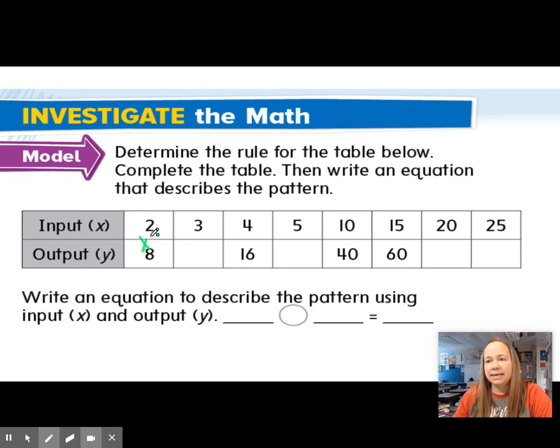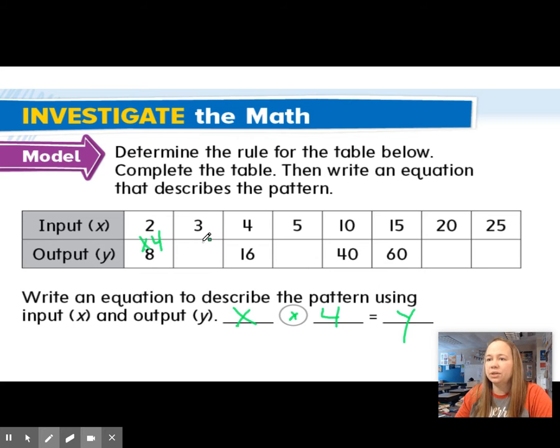times 4. Now, it is a good rule of thumb to check at least 2, if not 3, to make sure that that is actually the rule. There's nothing here I can check, that's a blank. How about this one? Does 4 times 4 equal 16? Yes. How about 10 times 4 is 40? Yes. So we can be confident that our X, our input, times 4 equals our output, which is Y.